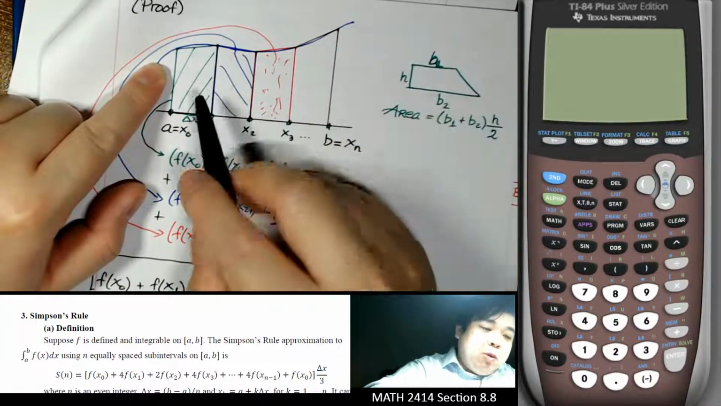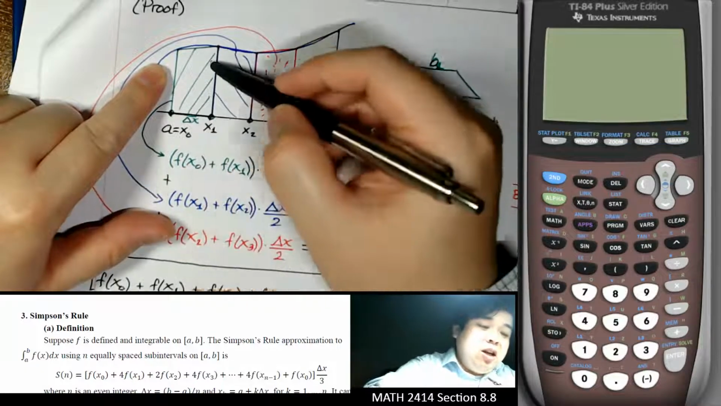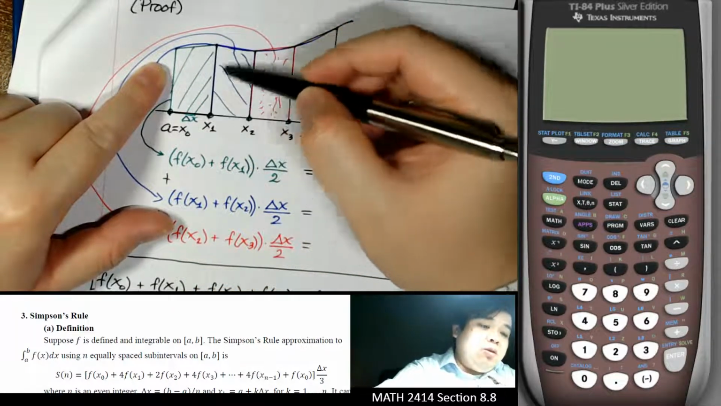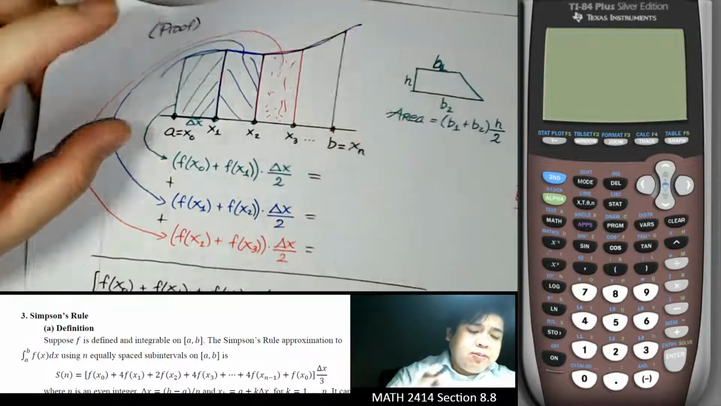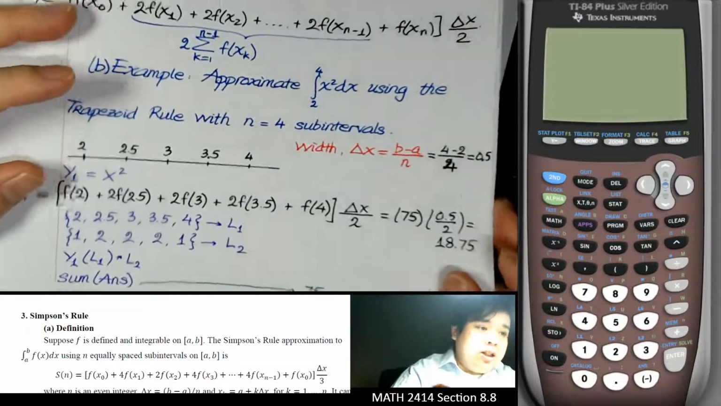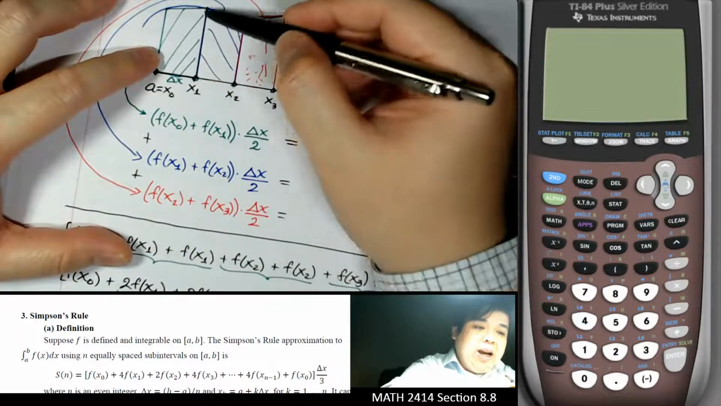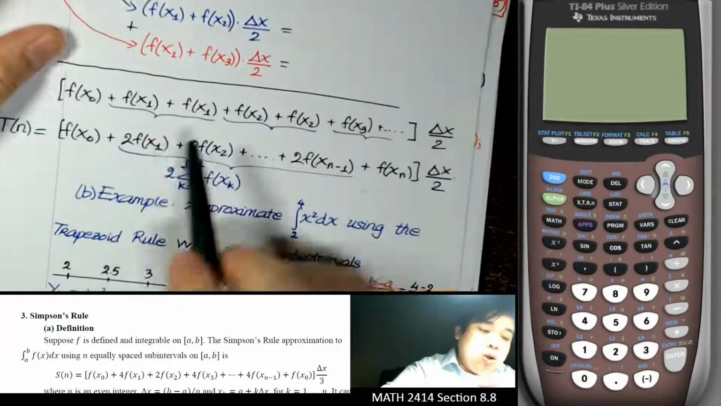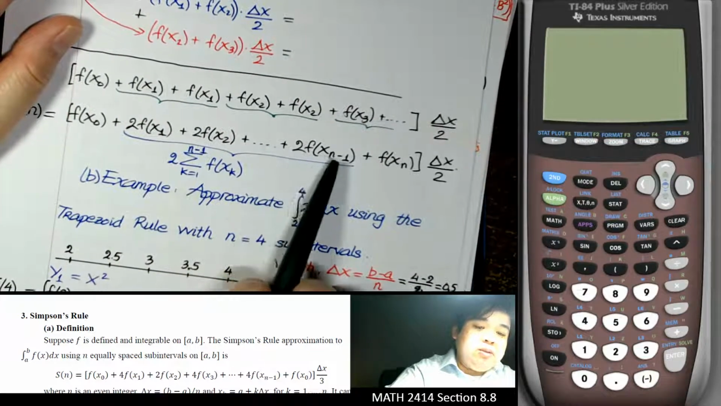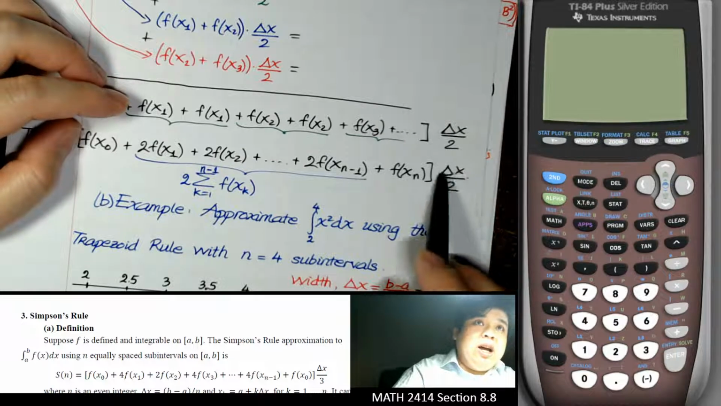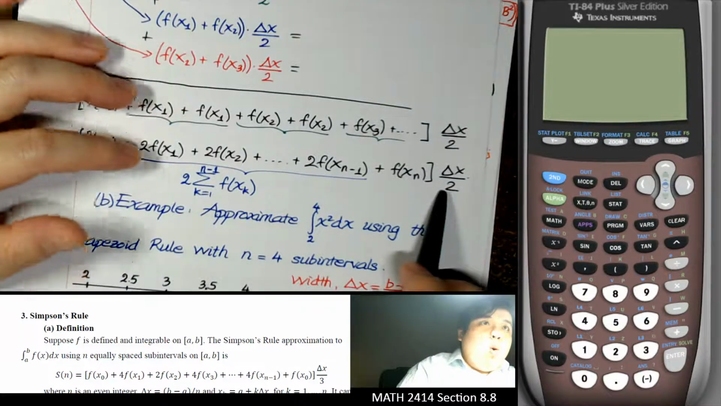Notice that when we have a bunch of trapezoids back to back like this, those two overlap, so those function values are evaluated twice. That's why, when we put it together, there is one on each edge, and everything in the middle overlaps, so we have two of those. And then at the end we have delta x divided by 2. Delta x, as always, is the width.